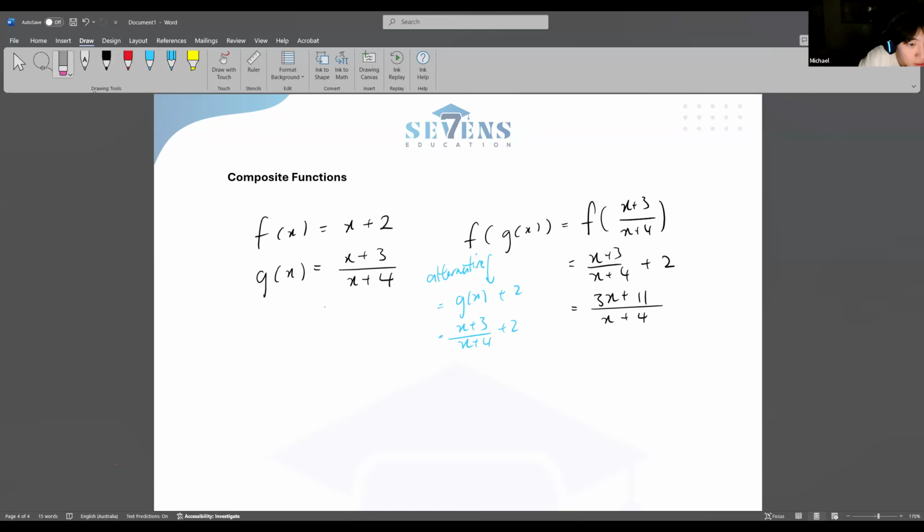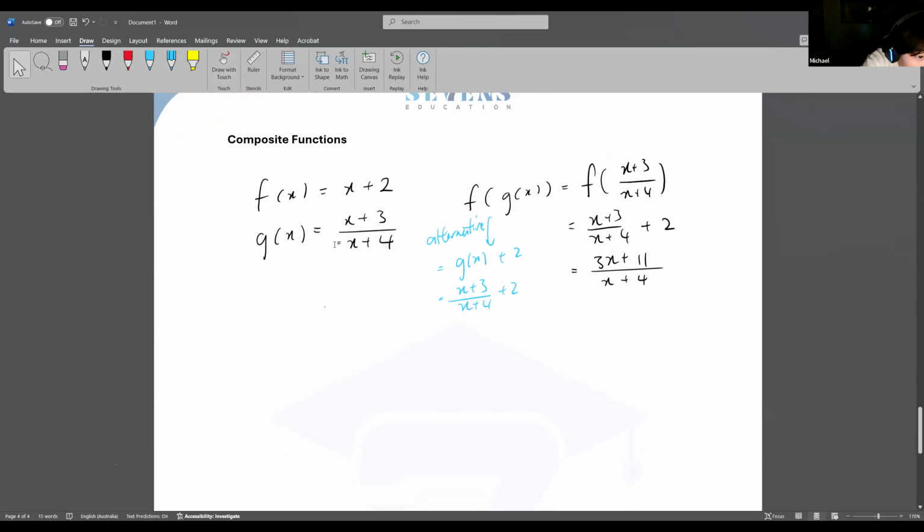Oh, there's a pink dot on my screen. What? Do you guys see the pink dot on my screen? I think it's from Zoom. Okay, I did erase it.